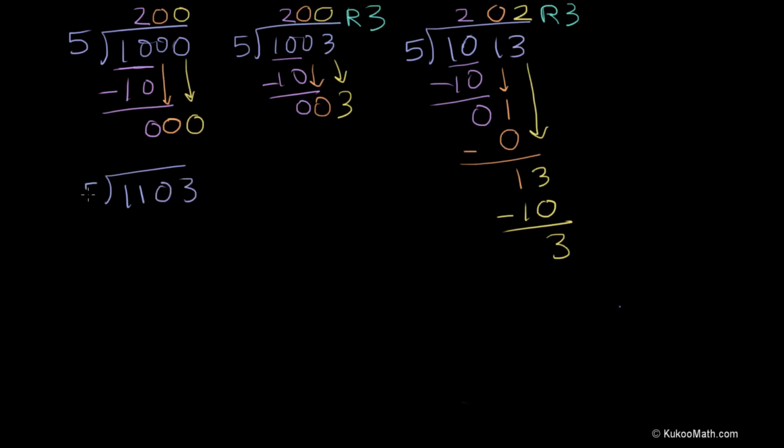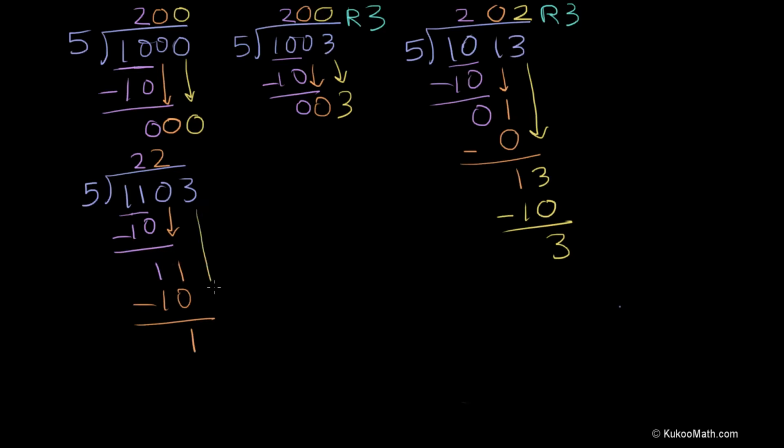1,103 divided by 5. Since we know that 1 can't be divided by 5, let's look at 11. The closest we can get to 11 without going over it is 5 times 2, which equals 10. And when we subtract, we get 1. Then we bring down the next digit. It's 11 again. And so that way we know that the closest we can get again is 5 times 2, which is 10. And we subtract and we get 1 again.